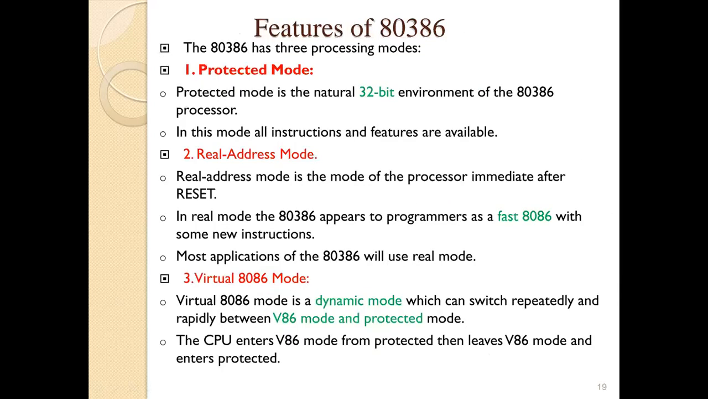Features of the 386: the 386 has 3 processing modes: protected mode, real mode, and virtual mode. Protected mode is the natural 32-bit environment of the 386 processor, the mode in which it works in the environment it is built for. In this mode, all the instructions and features are available.